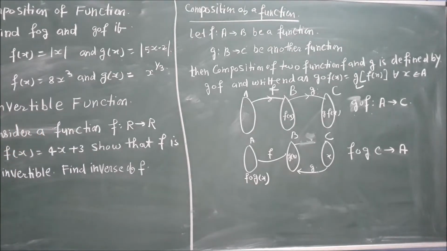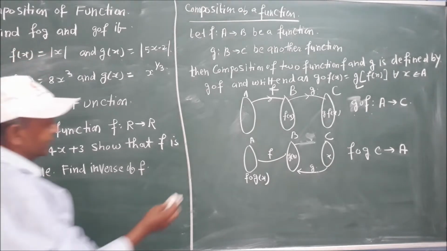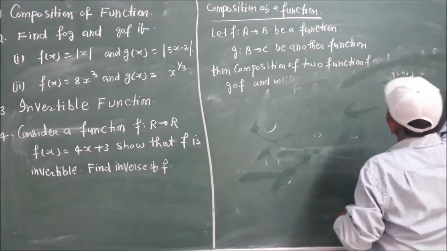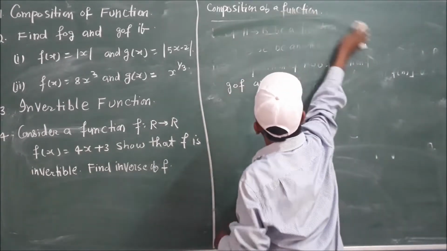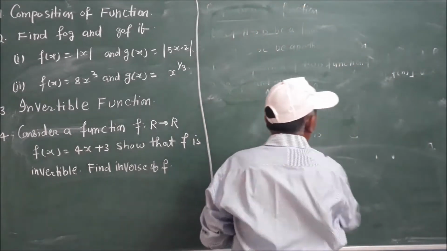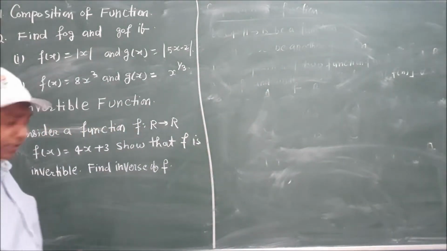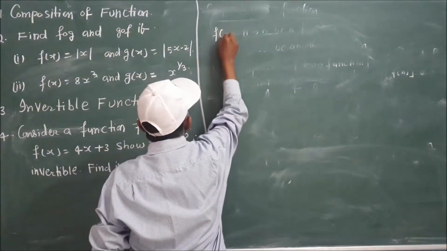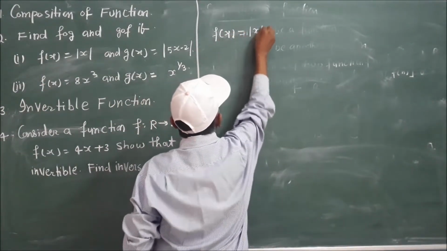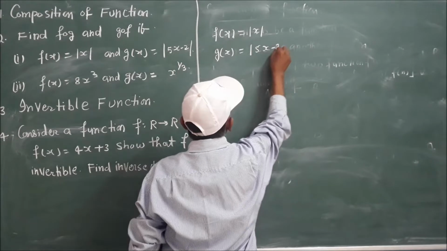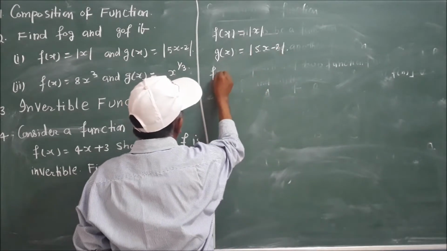So this is all about the composition of two functions. Now we have to solve two problems based on it. The first problem is to find f o g and g o f if f(x) is equal to mod of x and g(x) is equal to mod of 5x minus 2. You have to calculate the values of f o g and g o f. Then we have to calculate f of g(x).